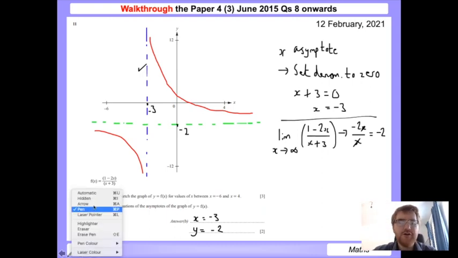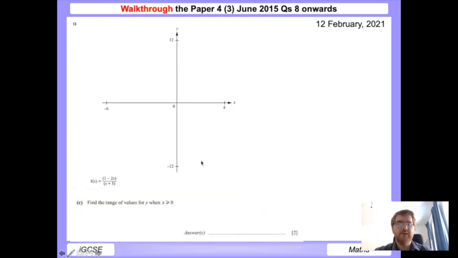Now the next part of the question looks complicated. We've got the range of values first, then we've got the so-called complicated part. What it wants you to do here is work out the range of values for y when x is greater than 0. So remember, the word range means what y can be. What is y allowed to be?